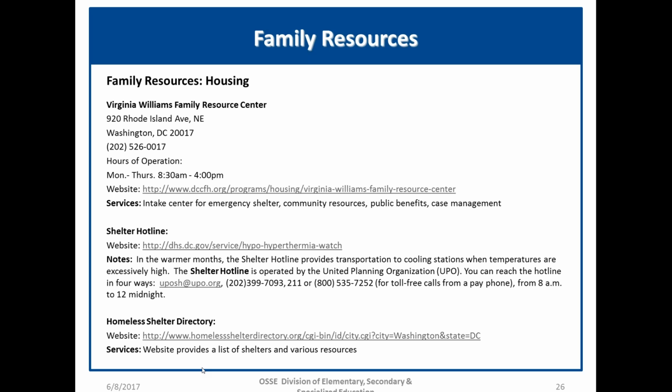If for some reason a family is not approved for any type of housing support, the family can go back and reapply to qualify for housing support at Virginia Williams. They are basically the one-stop location for any type of intake services. There is nowhere else in DC that a family can go to apply for housing if they have not already gone to the Virginia Williams Family Resource Center.